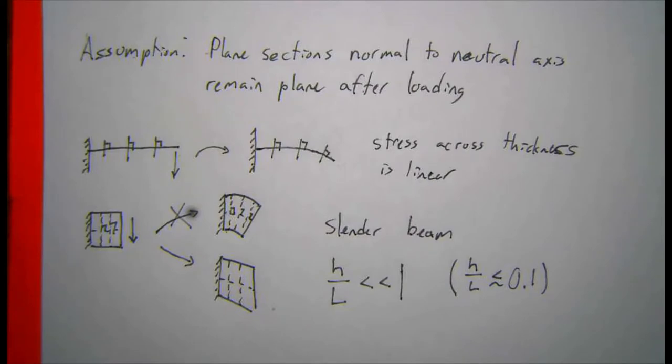Are you talking about beams of different lengths or beams under different assumptions? Under different assumptions. So the same beam, I guess it would have to be a short beam for you to actually see a difference, but the same beam with and without that plane section assumption.